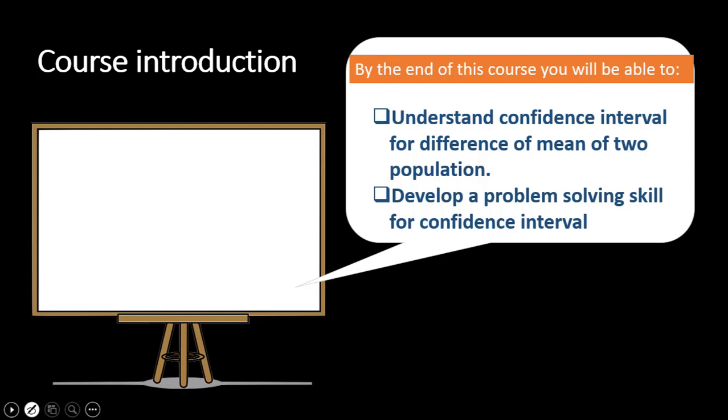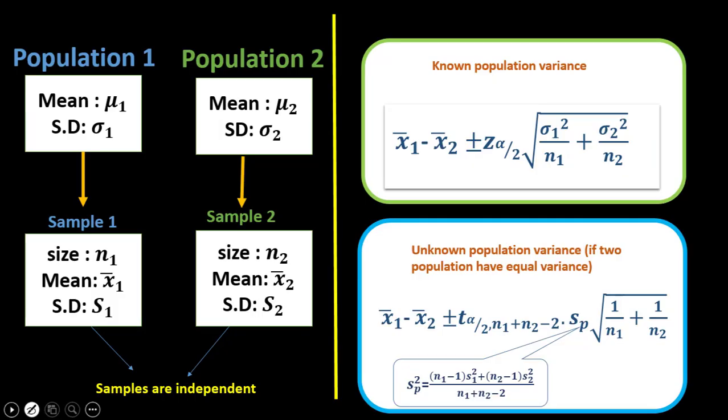Now, this is the course outline. By the end of this course, you will be able to understand the confidence interval for the difference of means of two populations, that is mu1 minus mu2. At the end of this lecture, we would also solve an example so that you can develop problem solving skills for confidence interval. Here I have written the confidence interval for the two cases where we know the population variance or where we do not know the population variance.